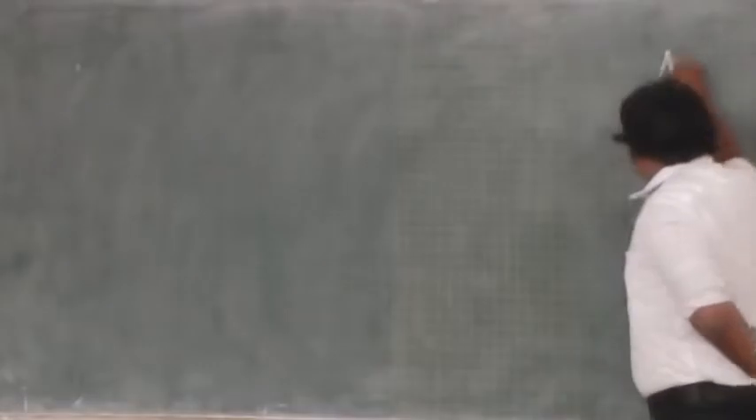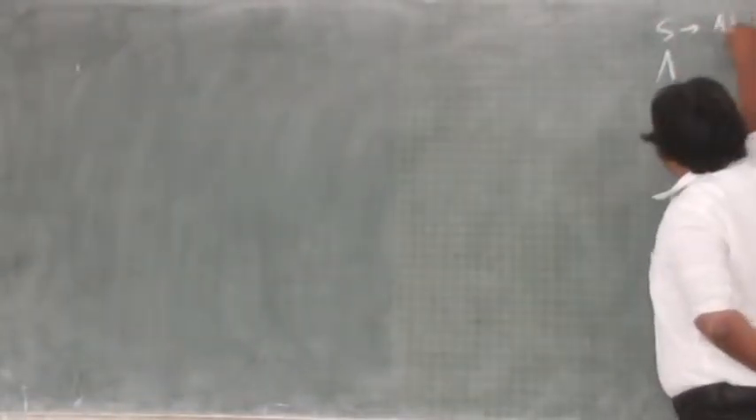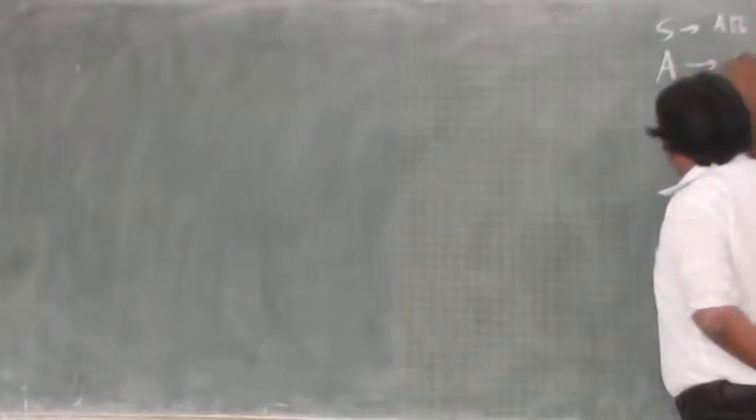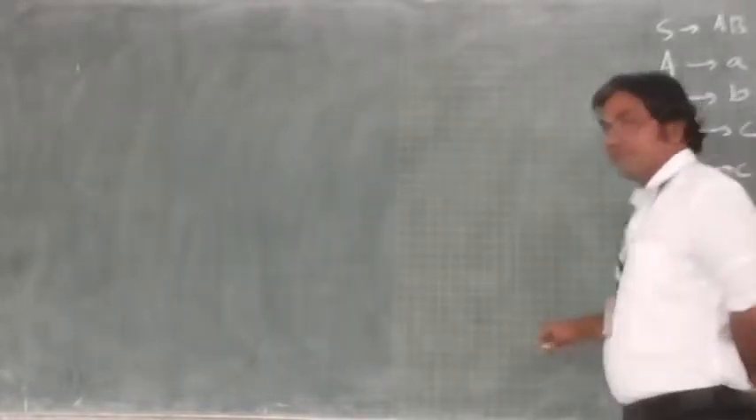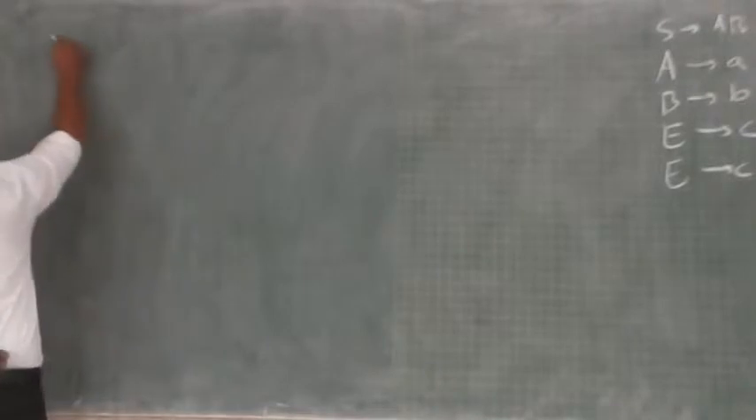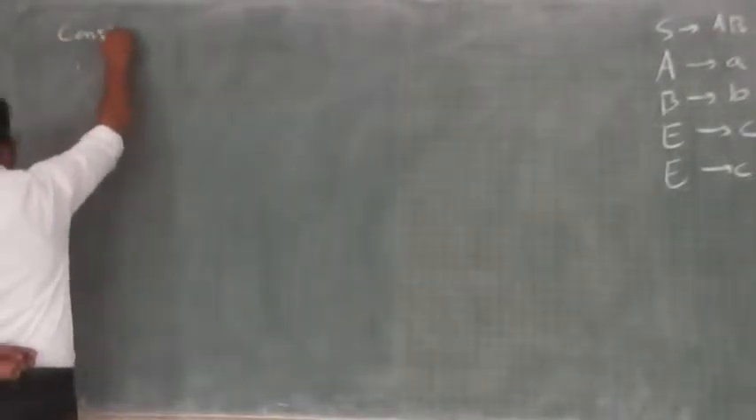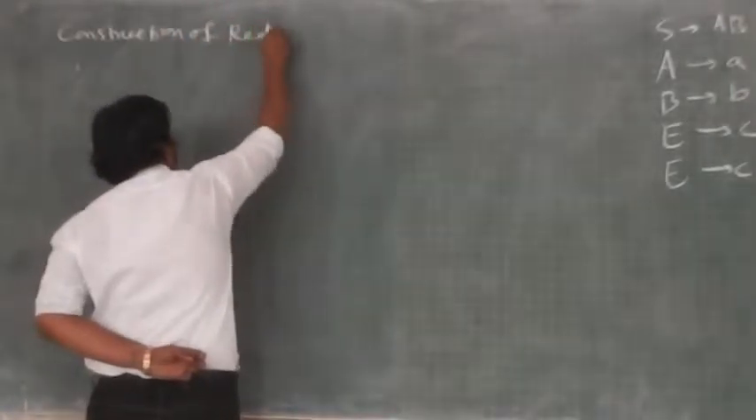The grammar I had discussed at the end of the last lecture: S implies AB, A implies a, B implies b, E implies C, and E implies small c. This was the grammar given to you. Is it noted down? This particular grammar we had discussed under the point construction of reduced grammar.